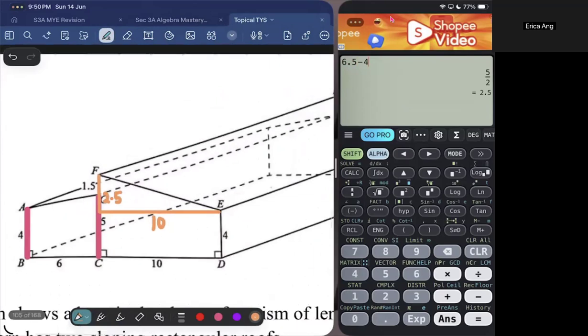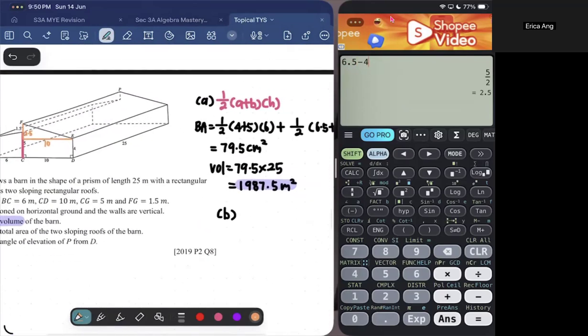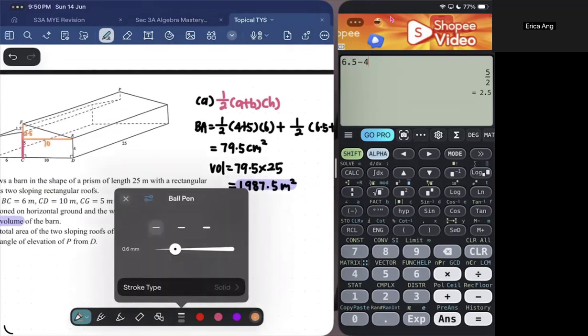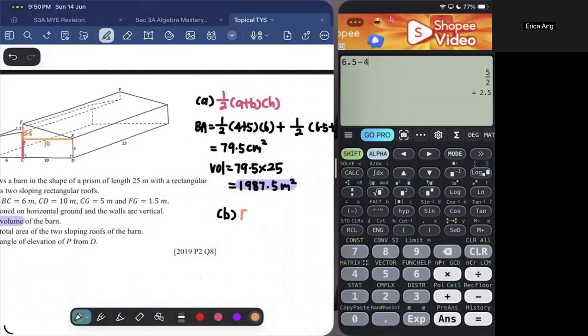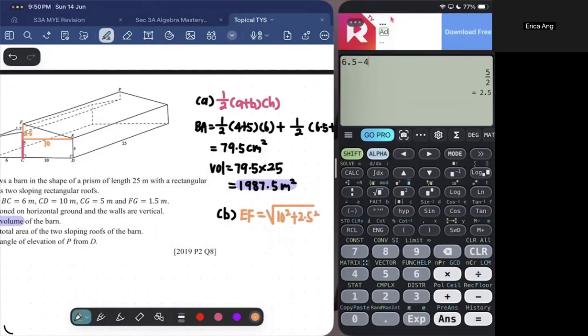So from here we got EF. I'm going to find my EF first. My EF will just be the square root of 10 squared plus 2.5 squared. 10 squared plus 2.5 squared gives 10.307.